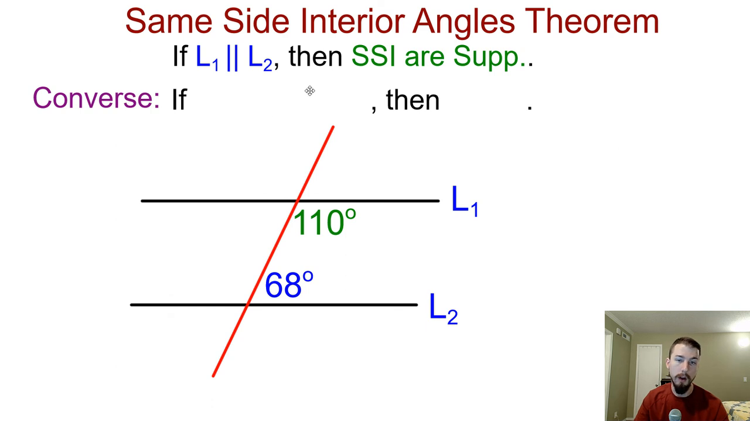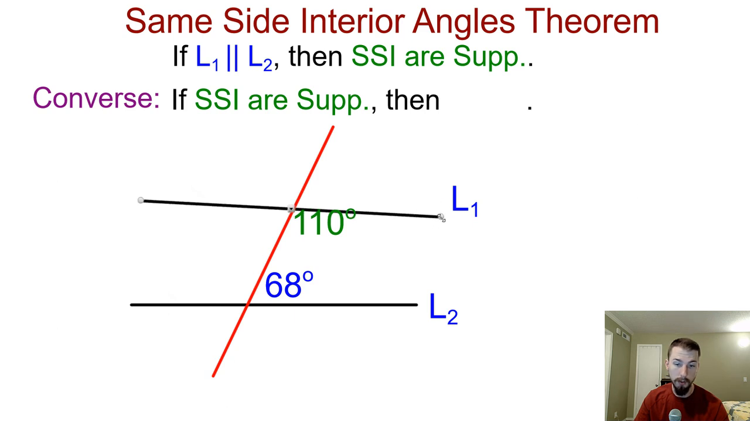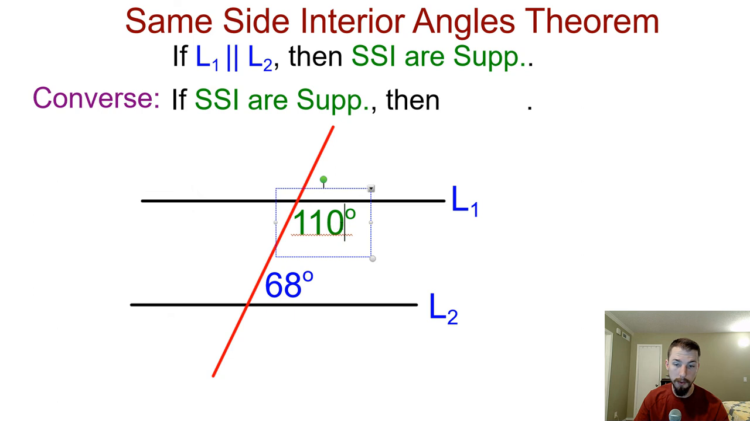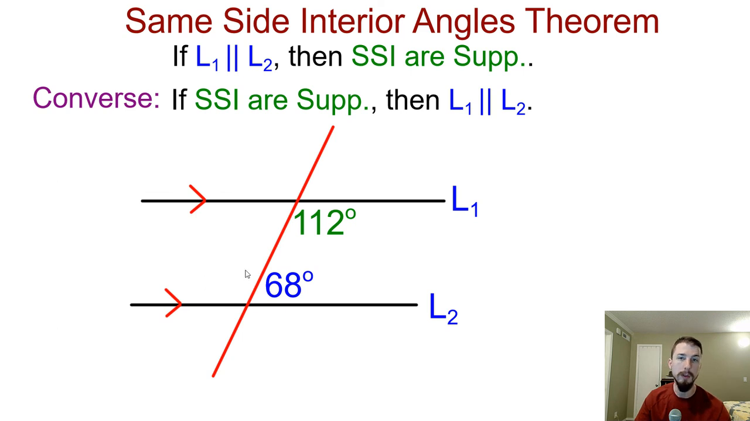And we can use the converse, of course, if the same side interior angles are supplementary. Ooh, those are not supplementary. So that would mean that these lines are not actually going to be parallel because those aren't quite supplementary. But if they are supplementary, if this one was 112, then we could say that the lines would have to be parallel by the converse of same side interior angles theorem. Same thing with same side exterior angles, by the way.